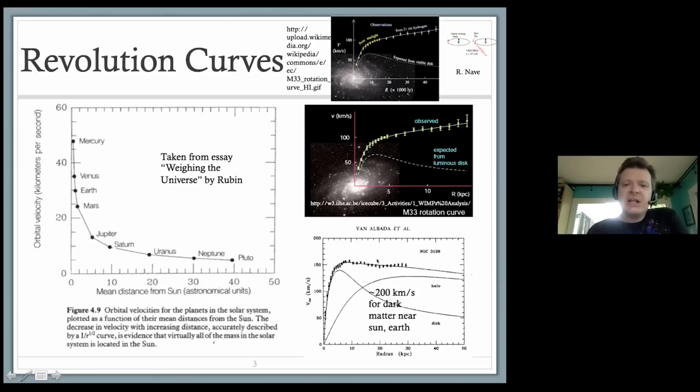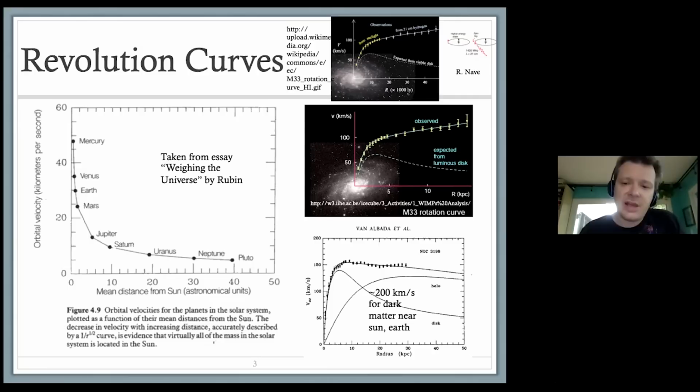Here's yet another example, galaxy NGC 3198. And there's the data, and there's the fit that has two components, a halo of regular matter, of baryonic leptonic matter, and then a disk of, no, sorry, I mean backwards. Halo is the dark matter. Disk, the flat disk, is the ordinary matter. And then you have a spherical or ellipsoidal halo of dark matter.